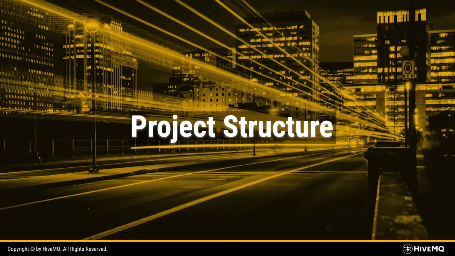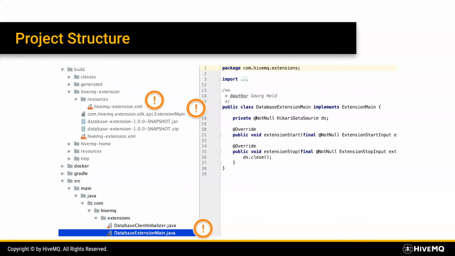But at first, we will take a look at the project structure. So when you look into your IDE, you see on the left side at least 3 files. One is our main class, the database extension main class, and that has to implement our extension main. And in this extension main class you have to implement or override 2 methods. These are the extension start and the extension stop method.